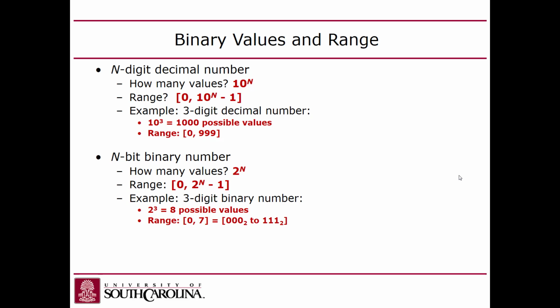So for a 3-bit number, it's 8 possible values, 0 to 7, right? You guys with me on that? This coming back? It should be coming back to you.